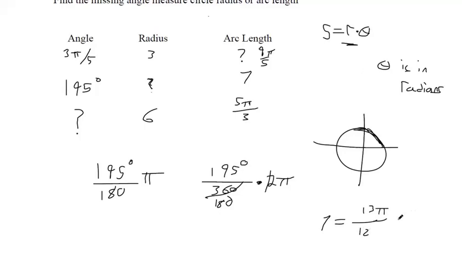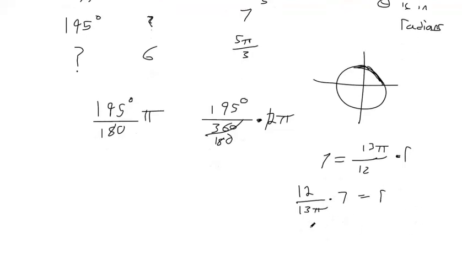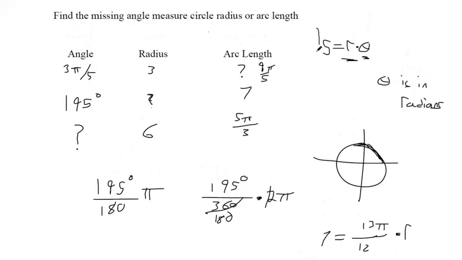So that's our radians, and then we don't know R. So I plugged this in for the radians. I think I might have underlined R by accident, but I plugged in our angle measurement in radians, and now we just need to solve for R here. So you'd multiply 12 over 13 pi to both sides, multiply by the reciprocal. 12 over 13 pi times 7. Okay, and then once we simplify that, that's 84 over 13 pi is the radius. So we're just really plugging stuff into this formula.